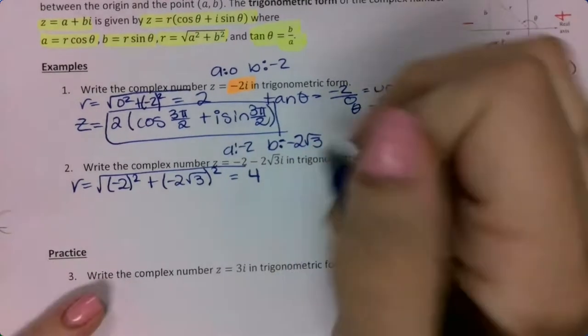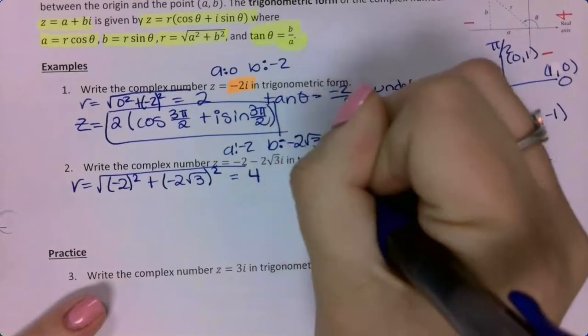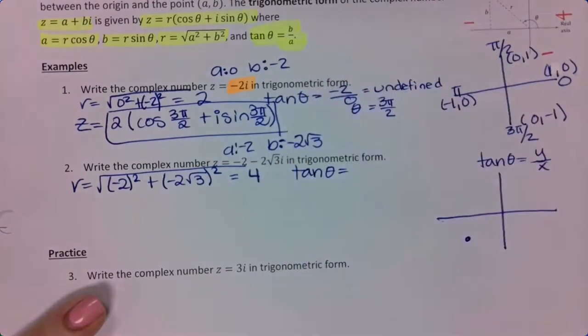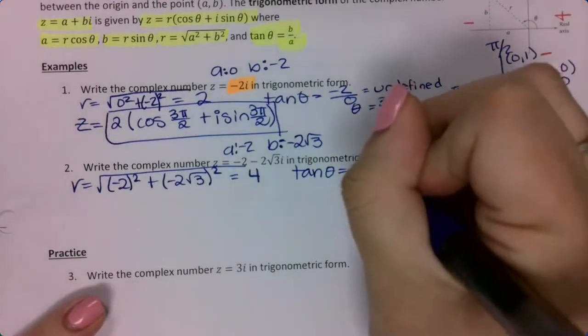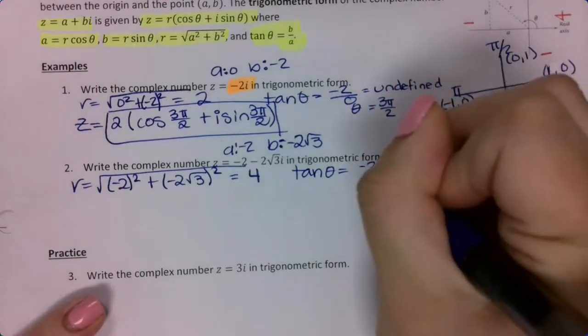So I want to do tangent of theta equals my b value over my a value. So that's going to be negative 2 square root of 3 over negative 2.